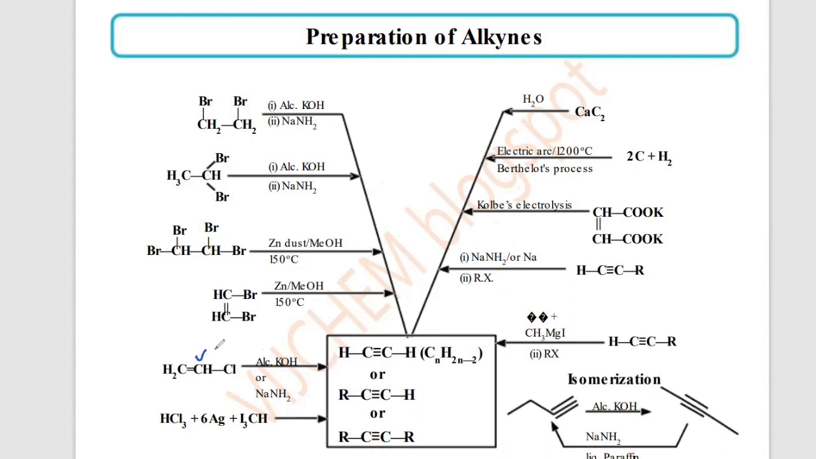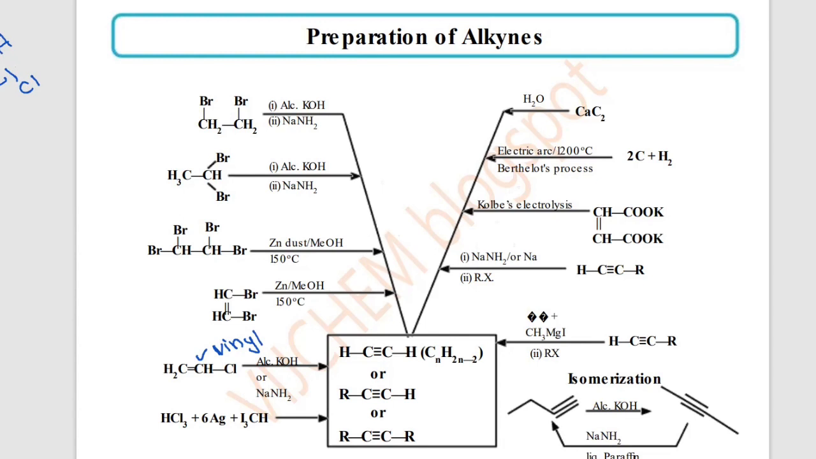So this is called a vinyl. This is called vinyl chloride. There are 2 types of halides, vinyl and allyl. So here I am writing the next method. CH2 double bond CHCl. So when the halogen is directly attached to the double bond carbon, it is called vinyl chloride. Okay, the chlorine is available on the double bond. That's why it is vinyl chloride.